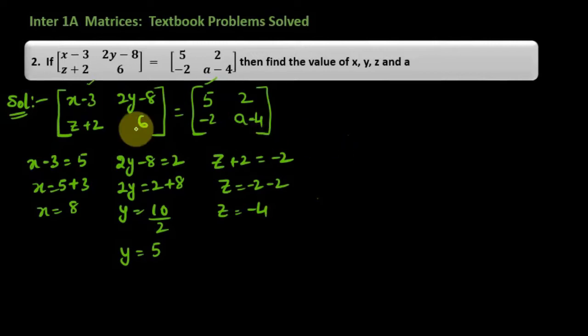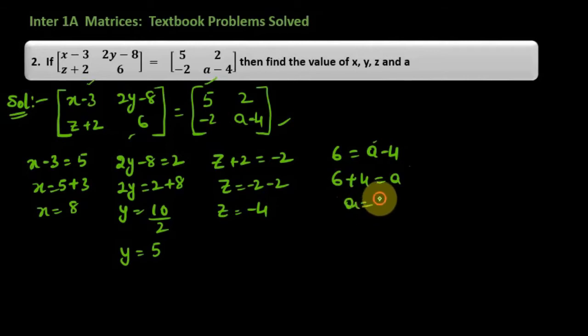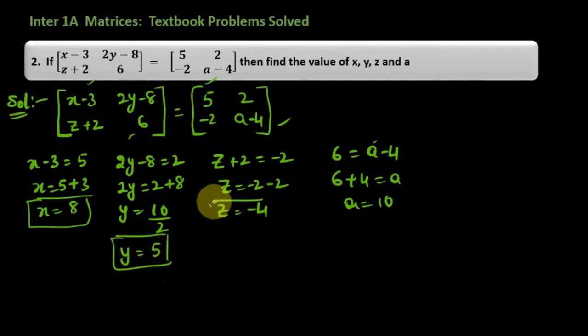Similarly, last fourth element we should equate with this fourth element of the other matrix, right? So 6 equal to a minus 4. Means what is the value of a? Simply bring this minus 4 this side, then it will become 6 plus 4 is equal to a. Therefore a equal to how much? 10. Right? That's all. We finish this first problem. x equal to 8, y equal to 5, z equal to minus 4 and a equal to 10.